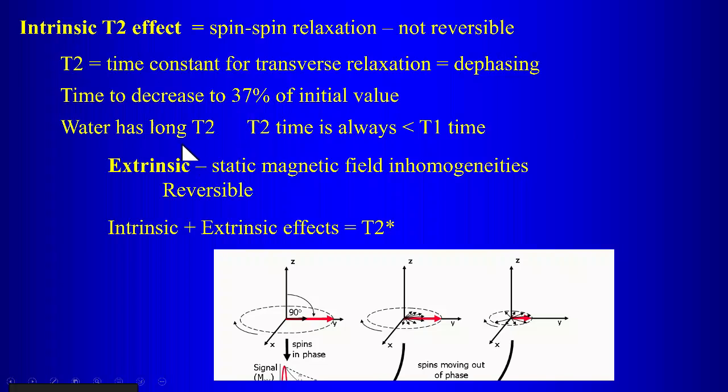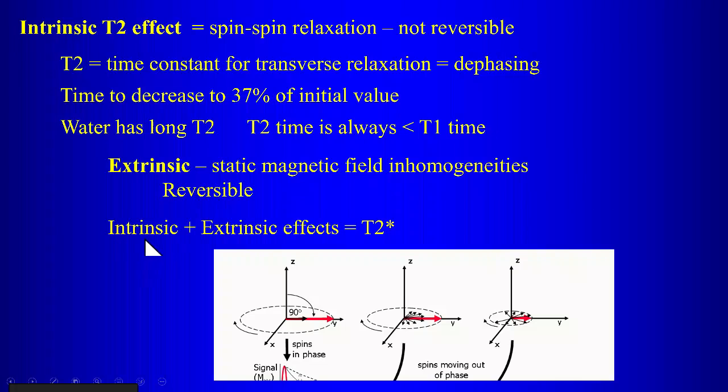That's the T2 time constant. Water has a long T2, right? That T2 time constant will always be shorter than the T1 time constant. So the main contributing factor to why you lose signal will be that T2 time constant. And that extrinsic effect, the static magnetic field inhomogeneities, that we can reverse.